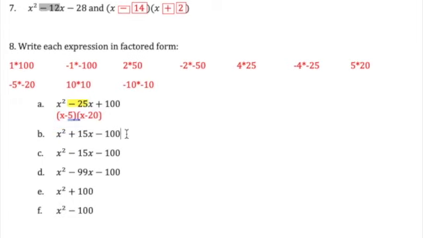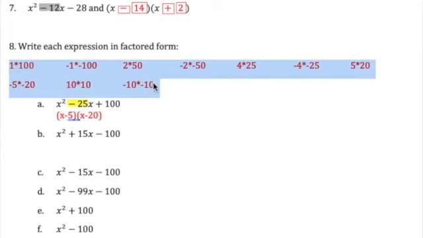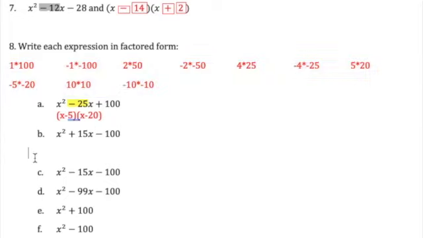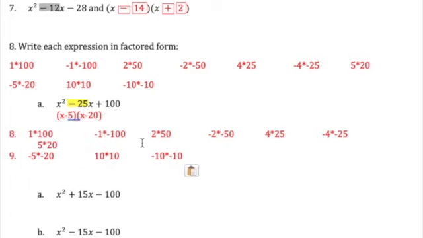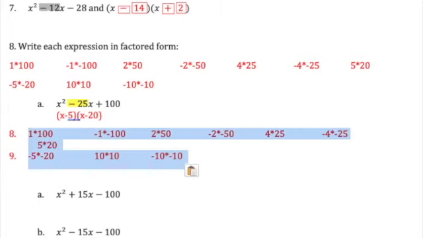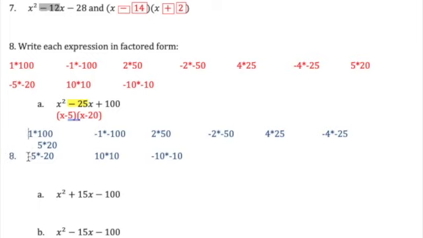And now down here, for part B, I need to multiply to get negative 100, but add to get me 15. So I'm going to go ahead and write my list so that I have them all equaling negative 100. I think it'll be easier to do the math with that. So I'm going to go ahead and change the color. Get rid of the numbers.